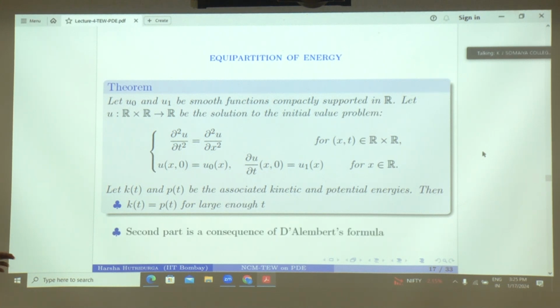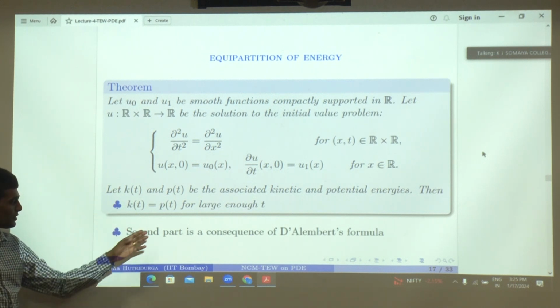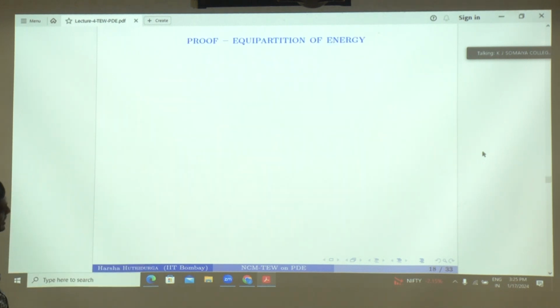Don't worry about the second part, because I copy pasted this from one of the slides which had one more part in the assertion. So I'll change that also. This is just a consequence of the D'Alembert's formula.